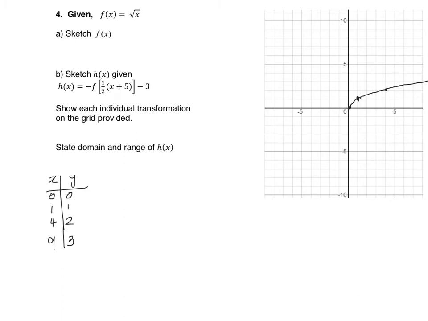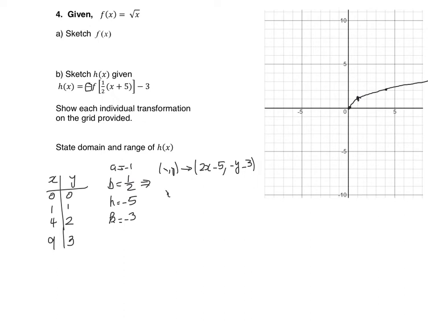Now it says sketch the graph of h of x, which is given by negative f of 1 over 2 x plus 5 minus 3. To do that one, I'm going to use the mapping notation. From this graph, I can see that a is negative 1 because of negative here. B is equal to 1 over 2. H is negative 5. Remember, the formula is x minus h. And k is negative 3. This means that my mapping notation becomes x, y goes to 1 over b times x, so x over 1 over 2, which becomes 2x, plus h, negative 5, and y becomes a times y, negative y, plus k, which is negative 3.